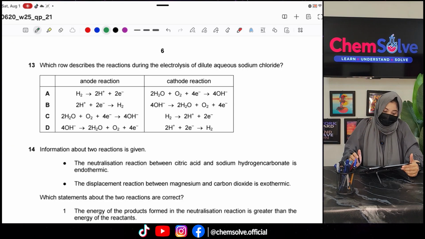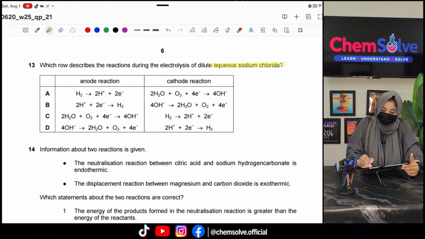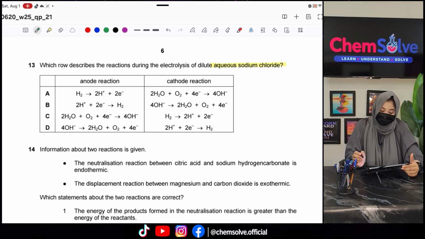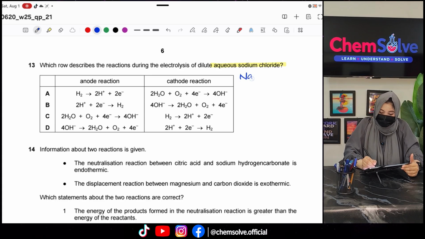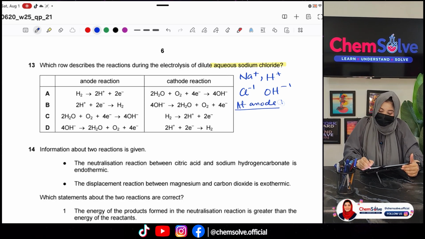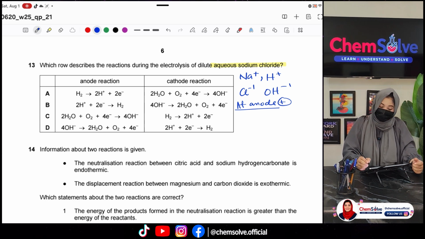Question number 13. Which row describes the reaction during the electrolysis of aqueous sodium chloride? Okay, so let's make our own equation. It would have Na positive ions and H positive ions and Cl minus 1 ions and OH minus 1 ions. So what happens at the anode? The anode is positive, so it will attract negative ions. So which negative ion will move here?